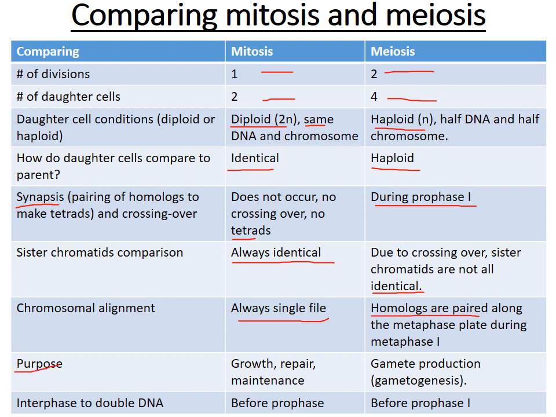Our main purposes are different too. For mitosis, it's mostly growth, repair, and maintenance. Some organisms might use it for reproduction, but for us, it's these main reasons for mitosis. Whereas meiosis is for gamete production. Another name for gamete production is gametogenesis, genesis meaning to create, so creating gametes. And then interphase: yes, interphase does happen in mitosis, before prophase. It also happens in meiosis, so it's a similarity, except that it happens before prophase 1.